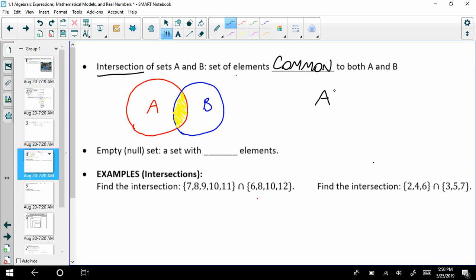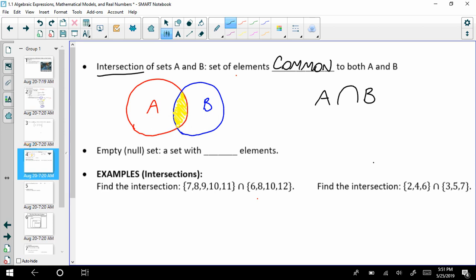So if I have set A and I have set B, if you see this symbol, it looks like an upside down U. That means intersection. We'll do an example in just a moment so you can really get an idea of what this means.